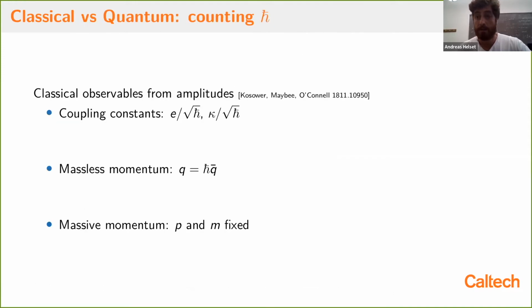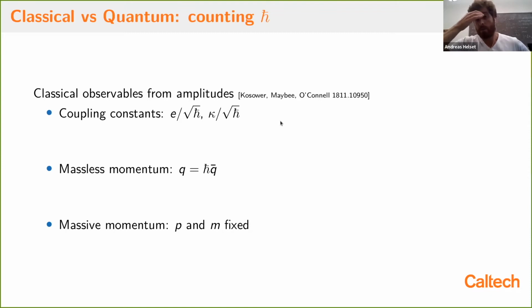That was step 1. Next, step 2 is we're going to take the h bar goes to 0 limit. In order to do this, we need to see where all the h bar factors enter in our calculations. A very nice work by Kosower, Maybee, and O'Connell explains how to reintroduce the h bars in the calculation with scattering amplitudes. Instead of just using natural units where h bar equals 1, we want to introduce the h bars. There's some h bar coming with coupling constants. That's not that important for us at this point.